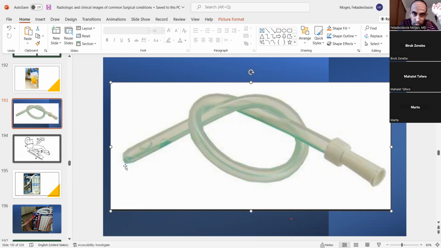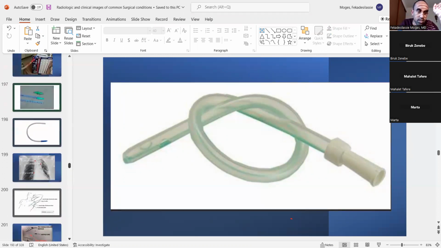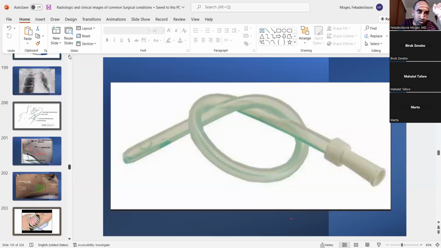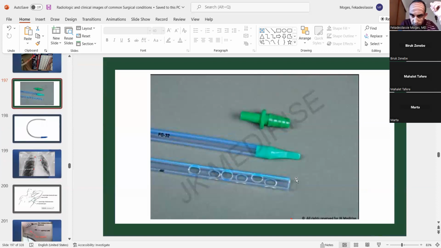And the other one, this one is blunt. That's a rectal tube, and a chest tube. This one is open. You see, this is open, and multiple holes. All right. Boom. So this is the chest tube.